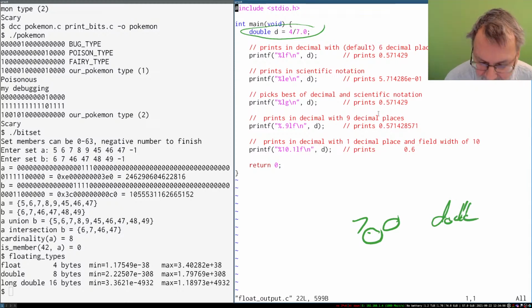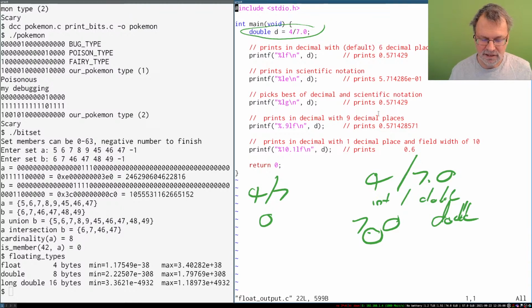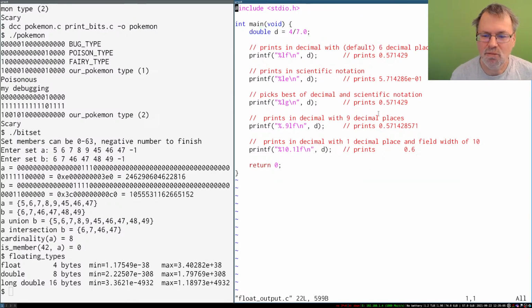So 4 divided by 7 is int divided by int and gives you 0. 4 divided by 7.0 is int divided by double and does a very different thing. We can see what, well, rather than just waffle on here, let's just run my program.